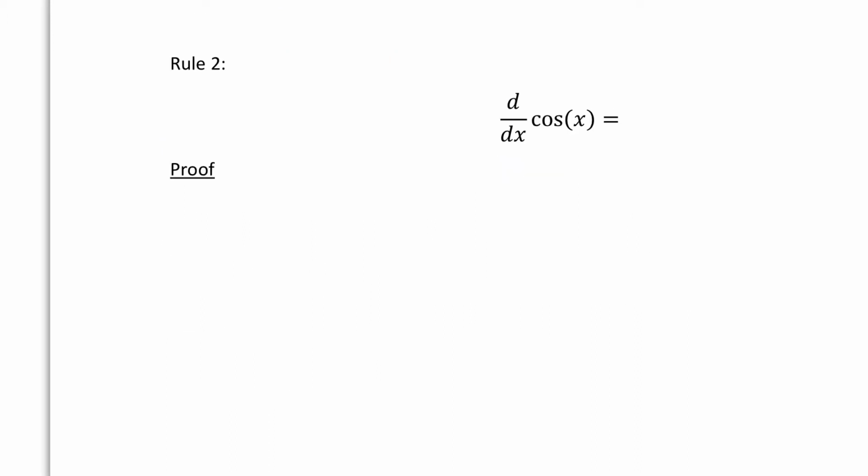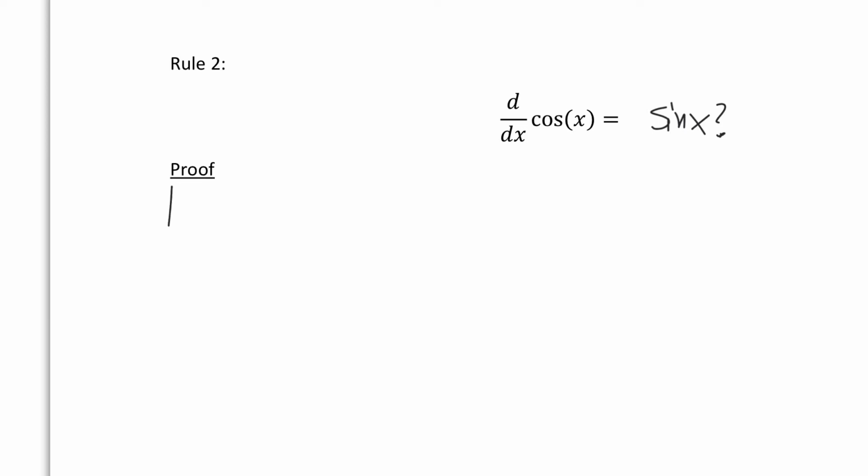Now for rule 2, we want to find the derivative of cos x. And it might be natural to assume that maybe it's back to sine x. So again, go ahead and try to prove this. I encourage you, pause the video here and go through the same steps we just did. Do the cos of x plus h minus cos x and see if you can find out the derivative of cos x.